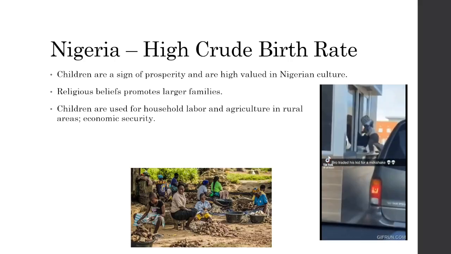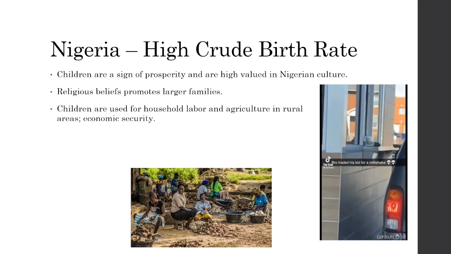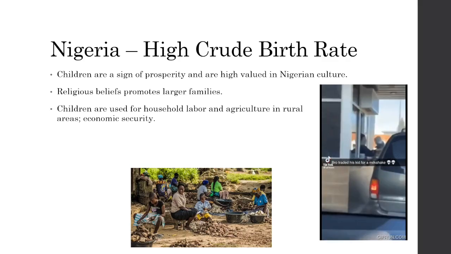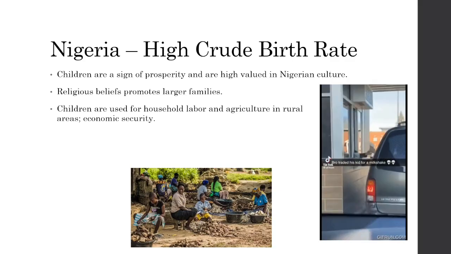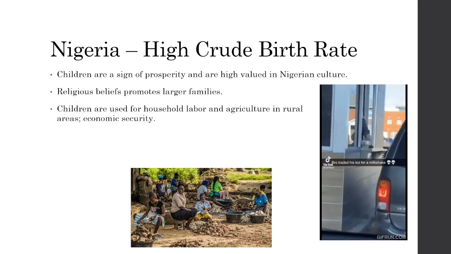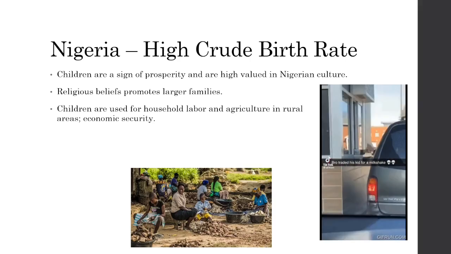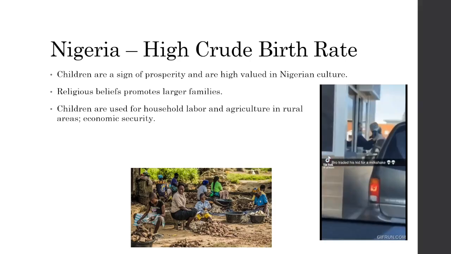Children are used for household labor within Nigeria, and subsistence agriculture, as it's called, is very prominent in rural areas. That's where people grow crops, not for commercial purposes, but to live off of them. And this provides economic security as well.